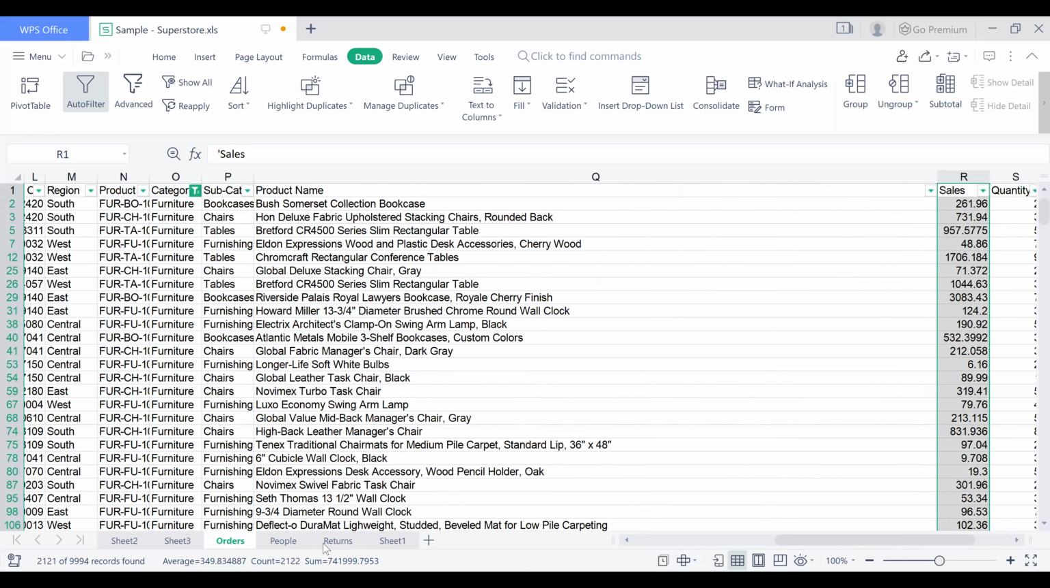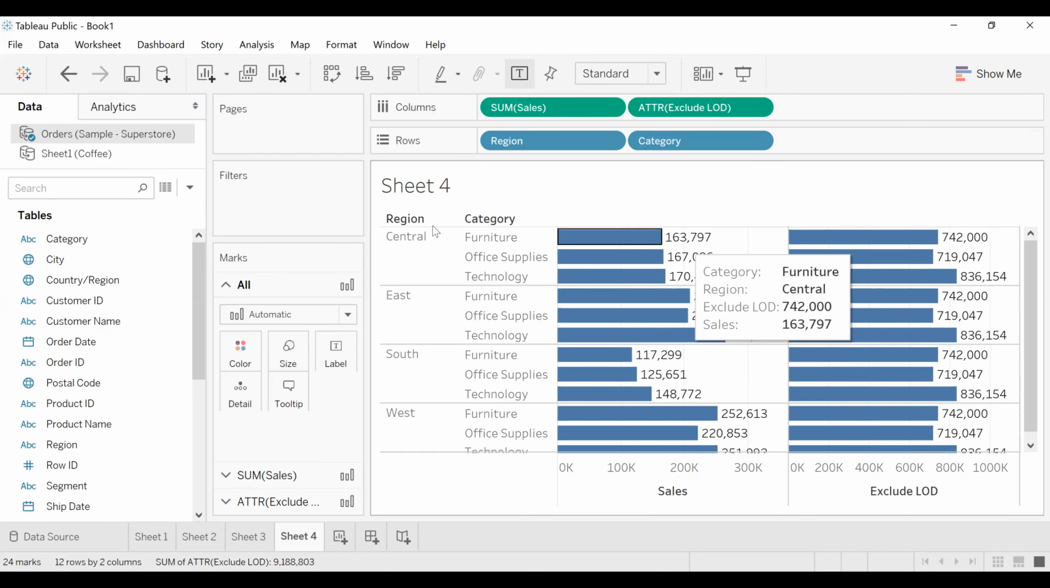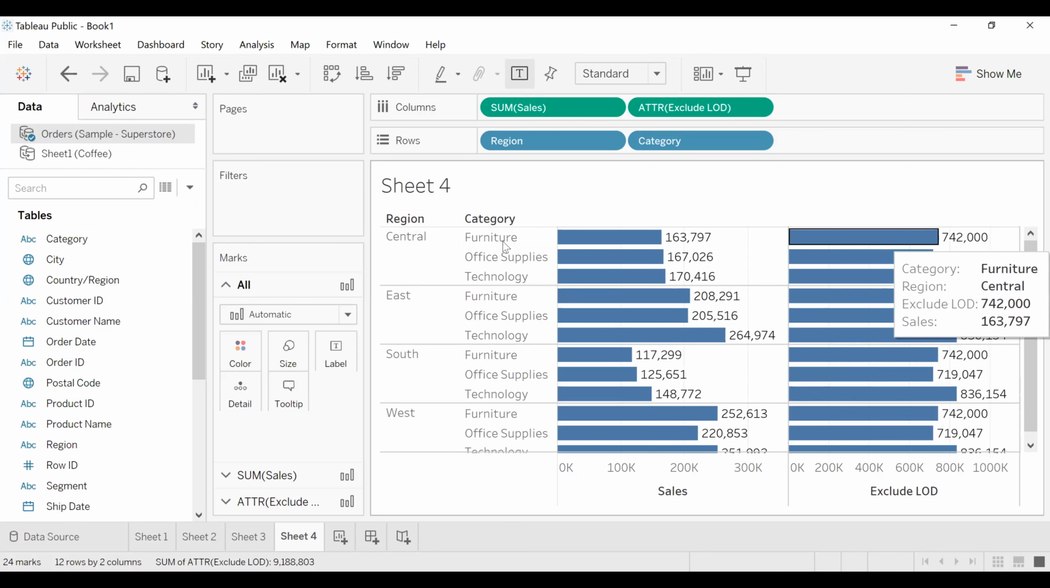Yeah. Correct? So one is with partitioning and the other one is without partitioning. So this one is partitioning the data at the region and the furniture level. So in the Excel sheet, I've applied the filter on both and then taken the sum of sales. But for this, I've applied the filter only on the furniture. I'm not considering the region.